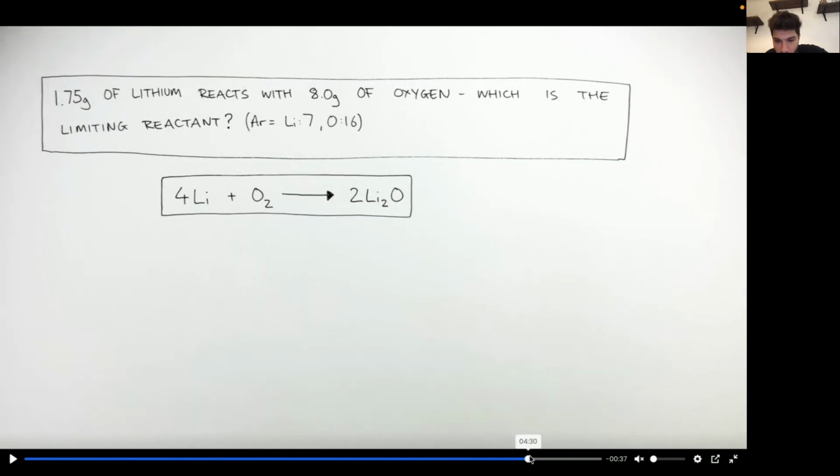I would like you to try and figure this one out by yourselves. You need to do 1.75 grams of lithium reacting with 8 grams of oxygen. You've been given the relative atomic masses. Just focus on lithium and oxygen. Do Ar of lithium, because it's just one atom: mass, Ar, mole. And then O2: mass, Mr, mole. Calculate the moles, and the ratio is 4 to 1. Then use that ratio to help you.